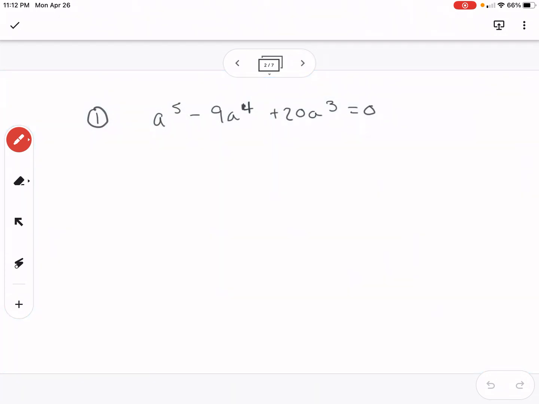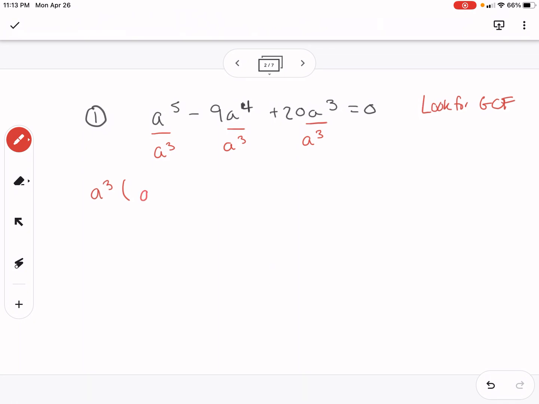So here, I'm going to start by looking for a GCF. I notice that all of these have an a. So I'm going to take out the one with a lower exponent, which would be a cubed. And I can work backwards. I can divide by a cubed to see what would go in parentheses. Remember, when you divide, you subtract exponents. So a to the 5th divided by a cubed is a squared. A to the 4th divided by a cubed is a to the imaginary 1. And a cubed divided by a cubed cancels because 3 minus 3 is 0.